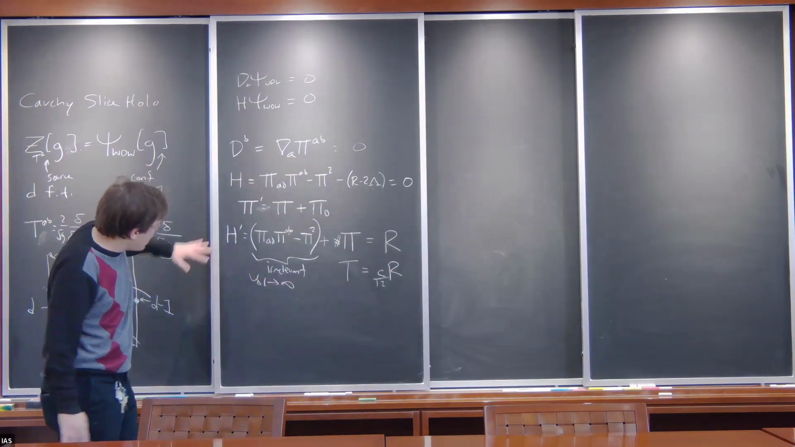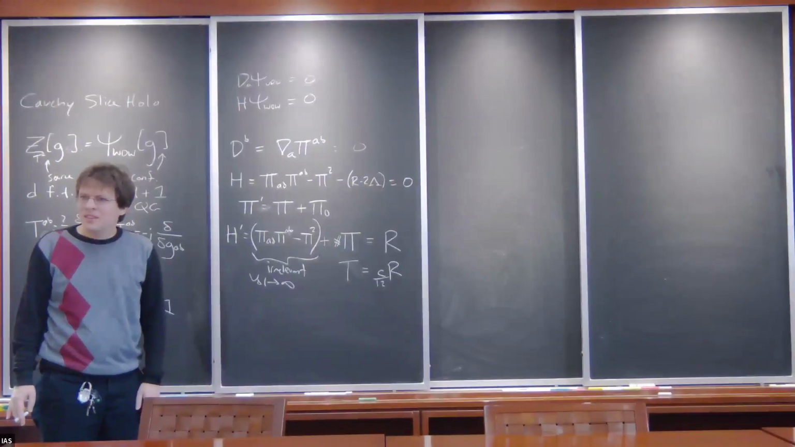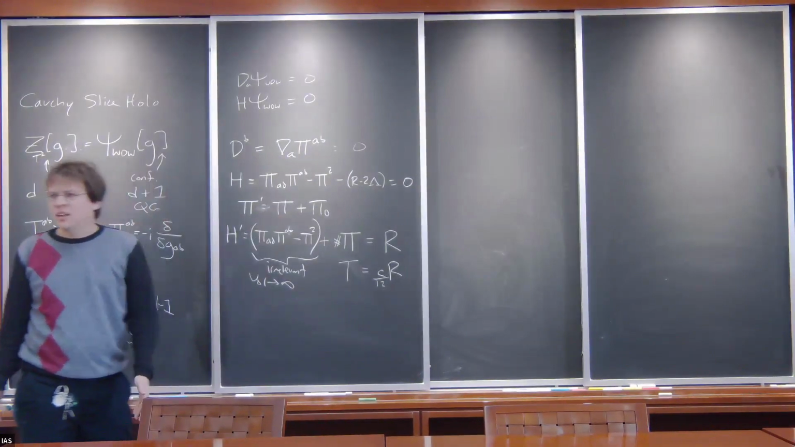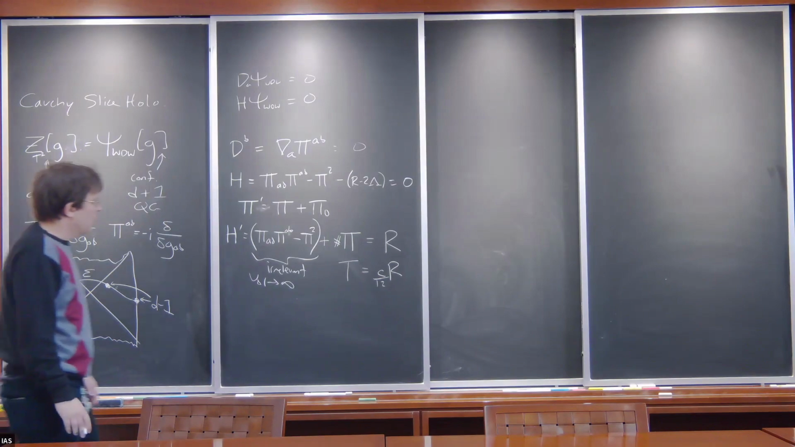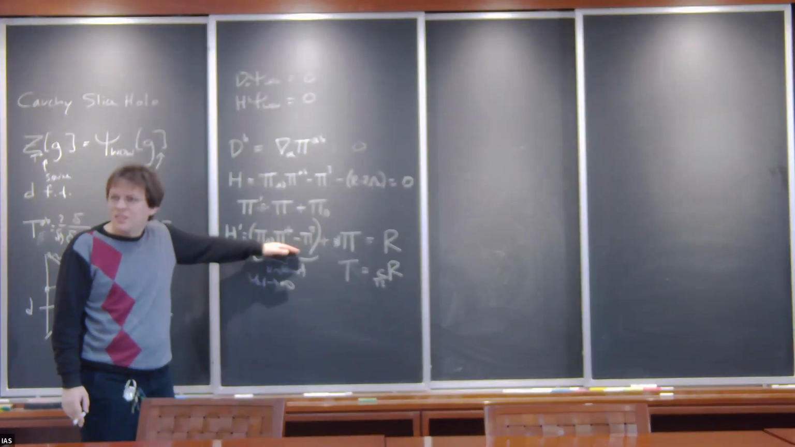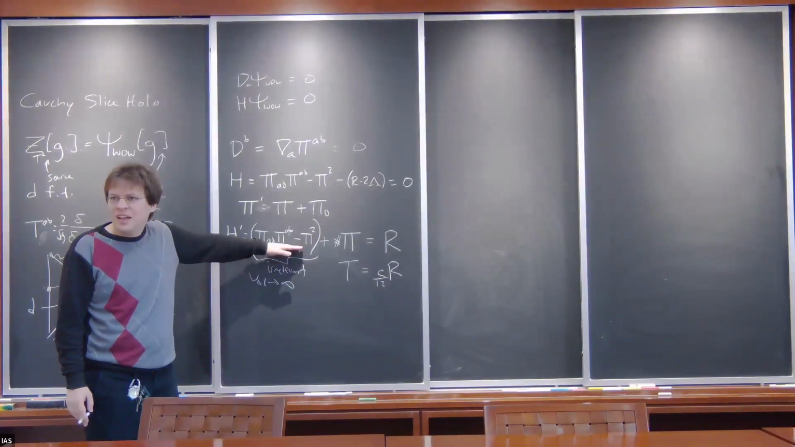And then if you want to go back to the Wheeler-DeWitt, it looks like what you're doing is you're deforming the theory by adding to the Lagrangian of the theory something that's quadratic in the stress tensor and has this particular form.